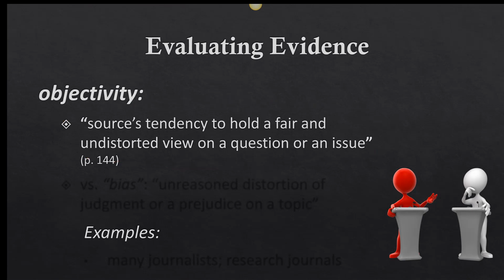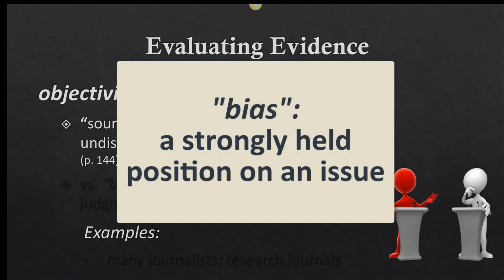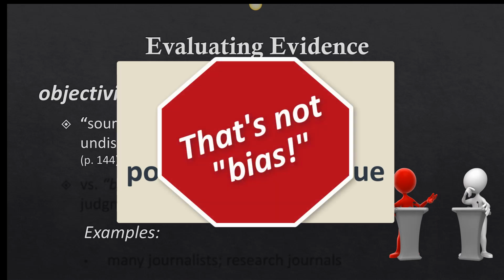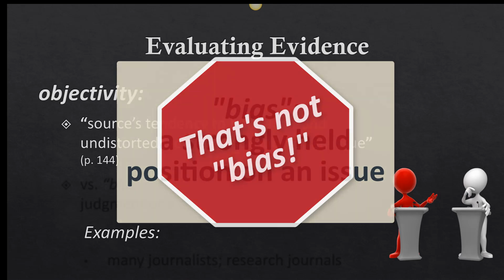If a source is objective, we say that this is a source that is avoiding bias. Now, it's important to note what bias actually means. What many folks think of when they think of the term biased is that somebody has a strong opinion on one side of an issue. That is not bias. One can take a position on a controversial issue, and even take a strong position on a controversial issue, and still have that position and express it objectively.